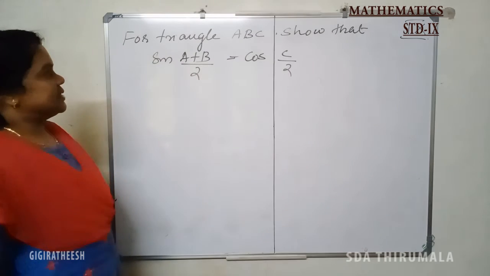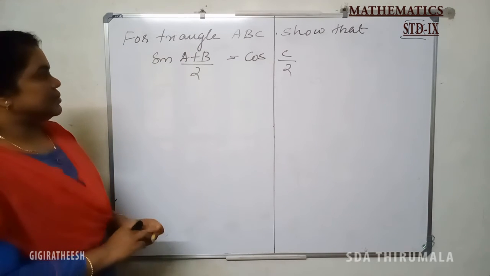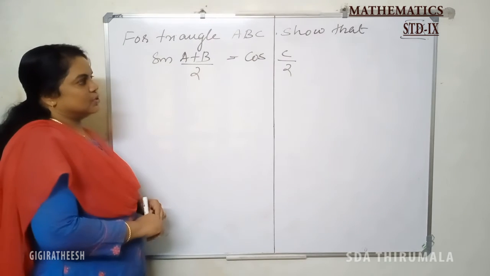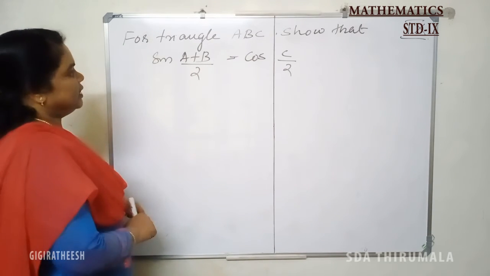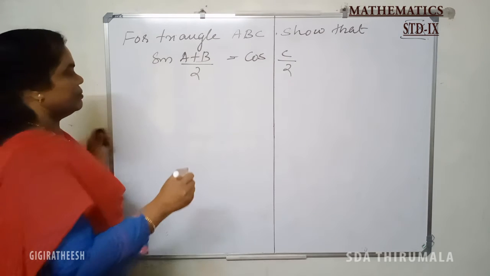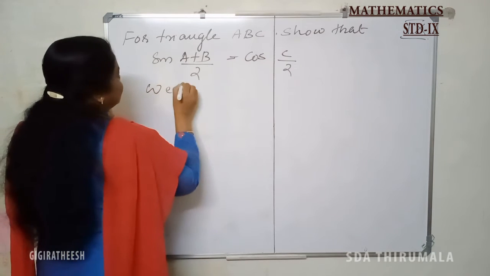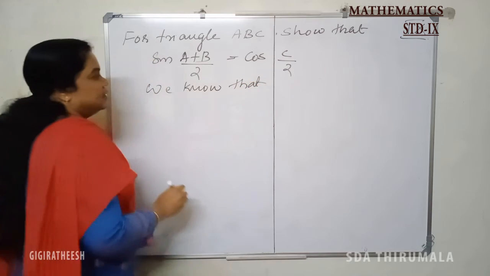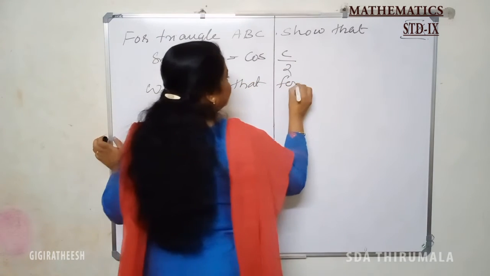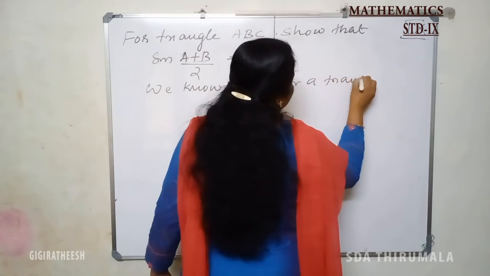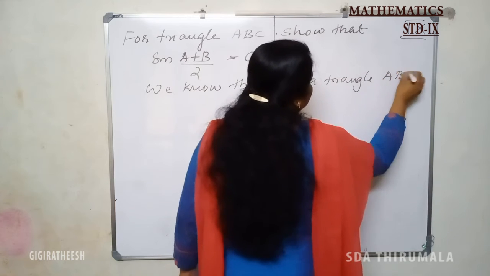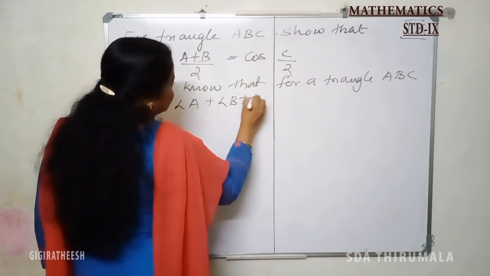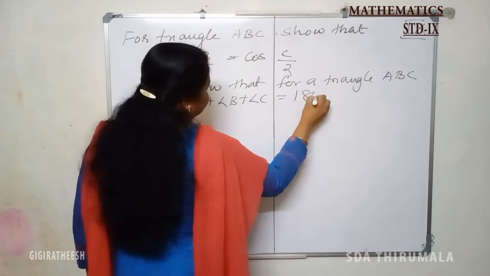For triangle ABC, show that sin of (A plus B) by 2 is equal to cos C by 2. And we know the angle sum property of a triangle. We know that for a triangle ABC, angle A plus angle B plus angle C is equal to 180 degree.